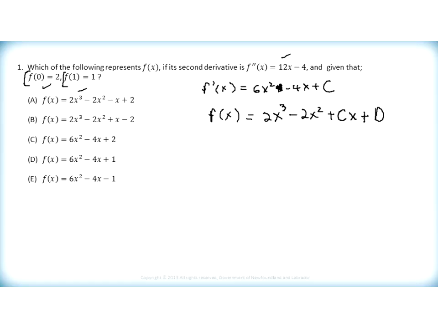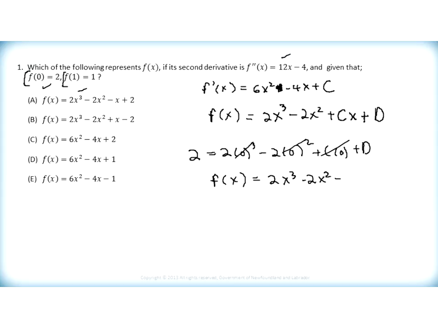Okay, so now we've got to start using our initial conditions. So let's use them one at a time. The first one says when x is 0, f of x has a value of 2. So I'm going to say 2 equals 2 times 0 cubed minus 2 times 0 squared plus c times 0 plus d, and that's a nice one because it tells us right away what the value of d is. So d has a value of 2, and now we know f of x a little more specifically. It's going to be 2x cubed minus 2x squared plus cx plus 2.